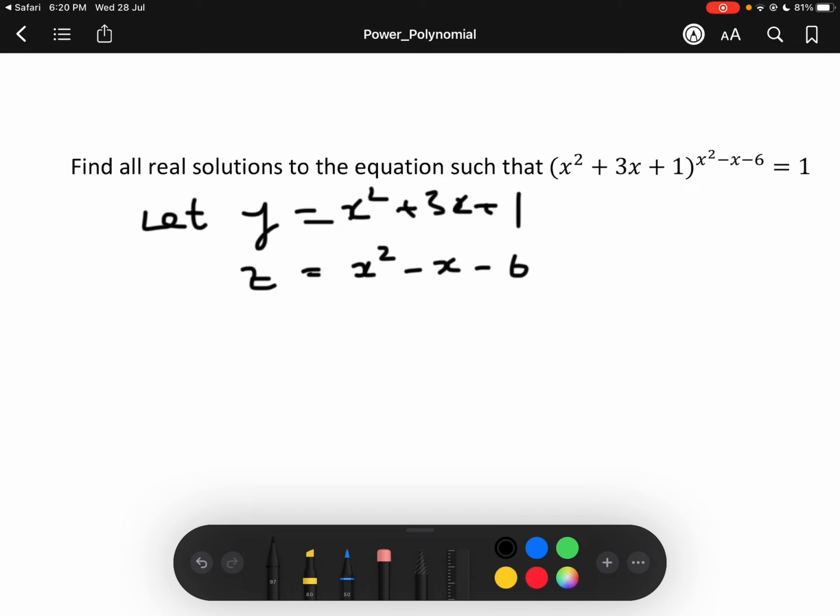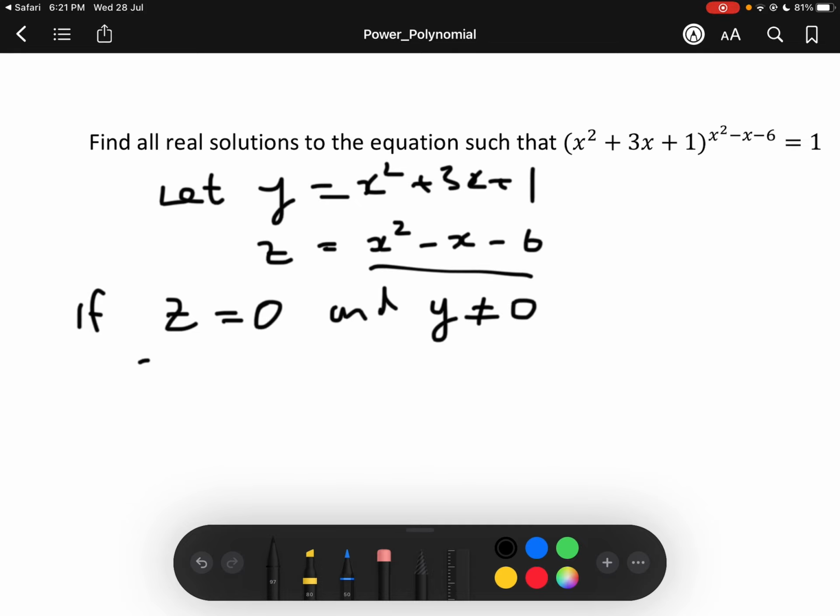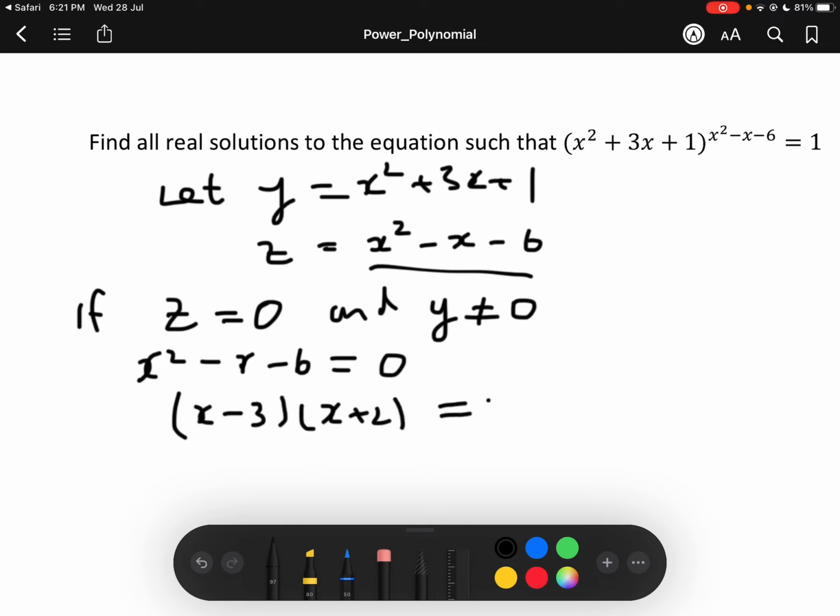But any other number to the power of 0 is equal to 1. So if z, which is our power, is equal to 0, and y is not equal to 0, because we can't have 0 to the power of 0, then our equation will be satisfied. So we can just solve x² − x − 6 = 0. If we factorize this, we'll get (x − 3)(x + 2) = 0. So therefore we have our solutions x = 3 and x = −2.